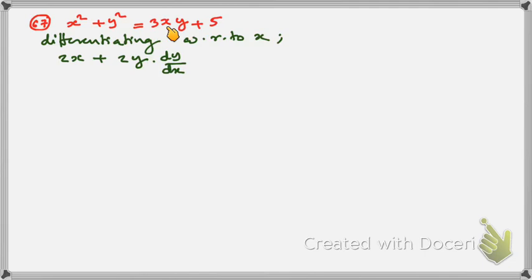But the right hand side is product rule, 3x into y. So that's product rule: u into v dash plus v into u dash. So I'm going to follow that rule. u is 3x, into v dash, the derivative of the second, derivative of y is dy by dx, plus v, the second function, which is y, into u dash, the derivative of the first, derivative of 3x is 3, plus 5 will become 0 there.